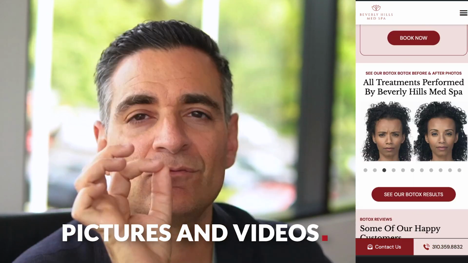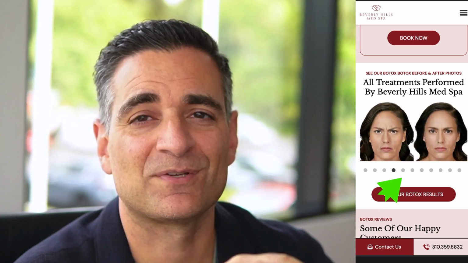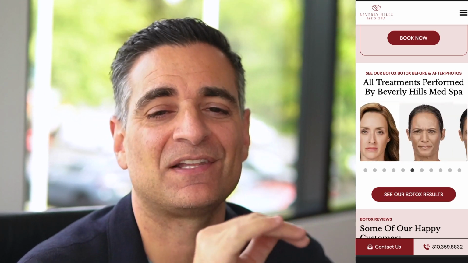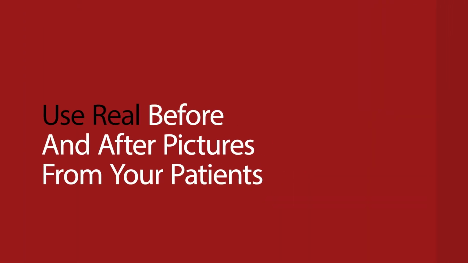Pictures, video. Don't do these kinds of before and afters. This just does not work. Showing a bunch of very obviously stock images for this, many of which the person is purposely scowling or trying to exaggerate their facial lines. This is not fooling anybody. And when you're dealing with a crowd like Beverly Hills, the people that live there know better. This business specifically would close a lot more business if they simply got some real pictures from real patients.